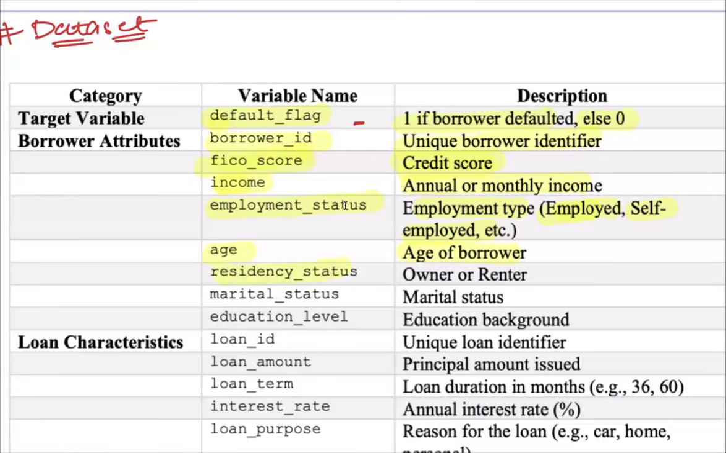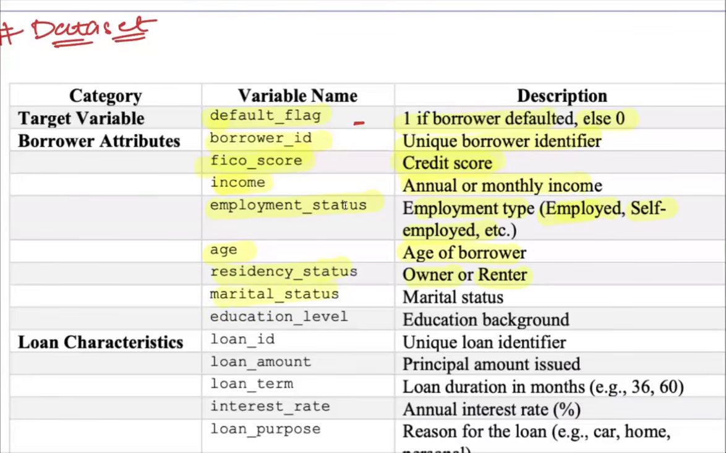Residency status, whether you are renting an apartment or you are the owner of your home. This is also very important because a lot of times they'll ask you for collateral, right? So if you are renting an apartment, you do not have any collateral. But if you are owning an apartment, you can provide that collateral.